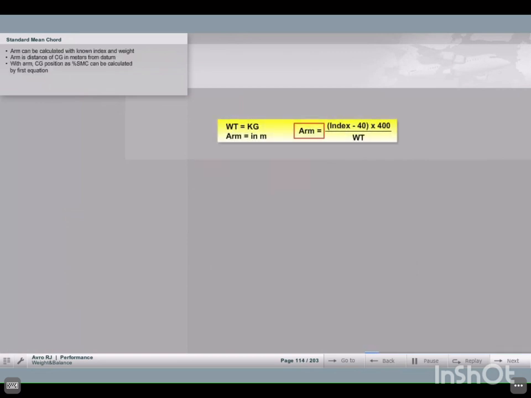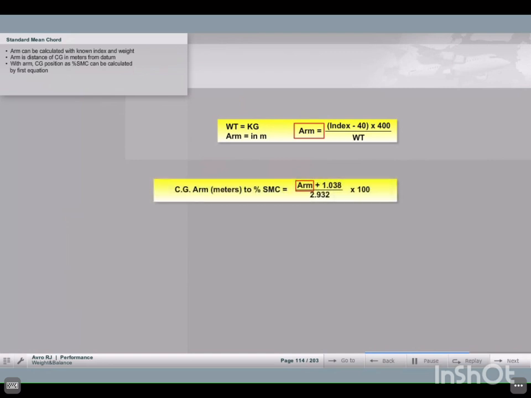With a known index and weight, a resulting arm can be calculated by conversion of the index formula. This arm is the distance of the actual aircraft CG from the CG datum. Again, this arm is put in the first discussed equation, and the CG results as percentage of SMC.